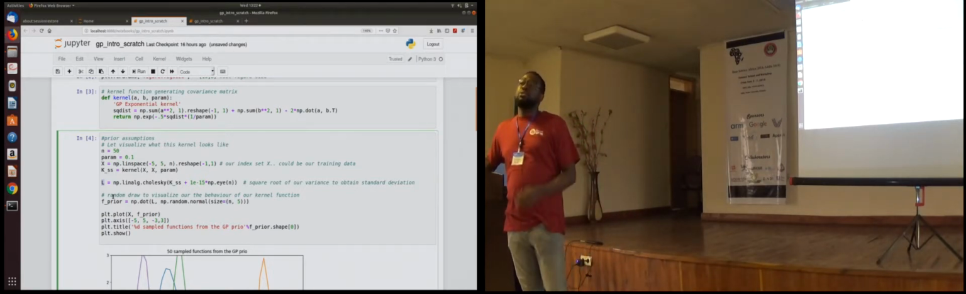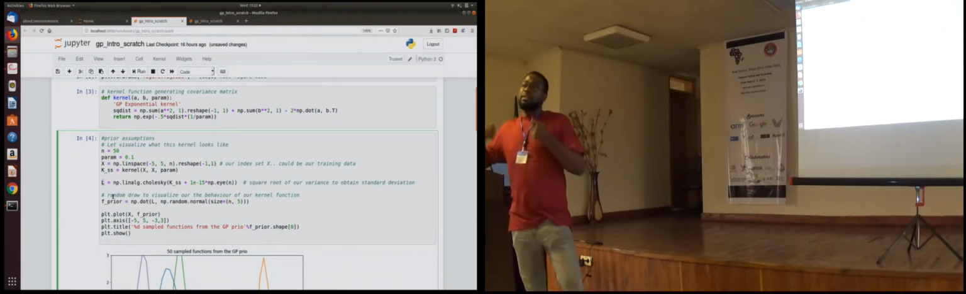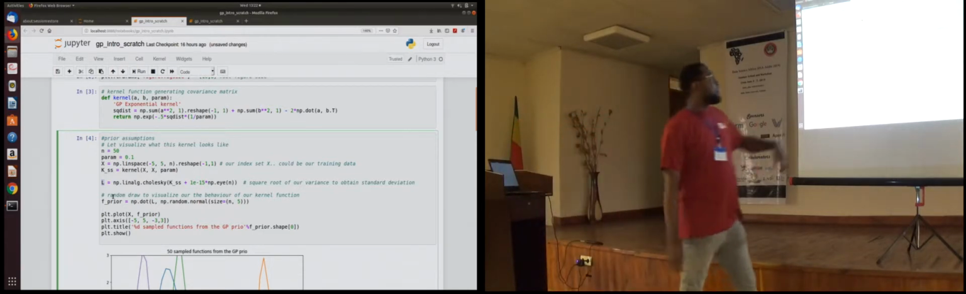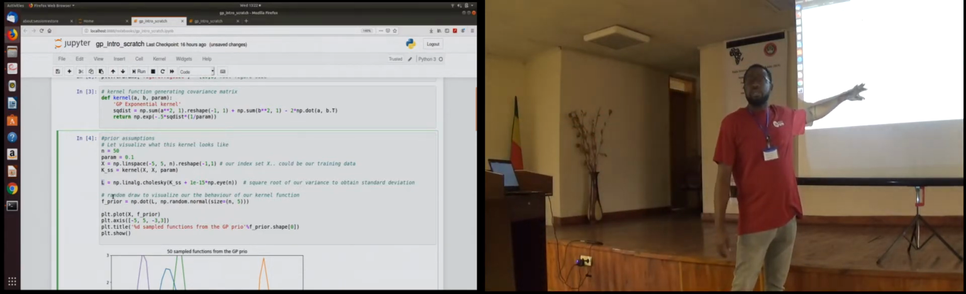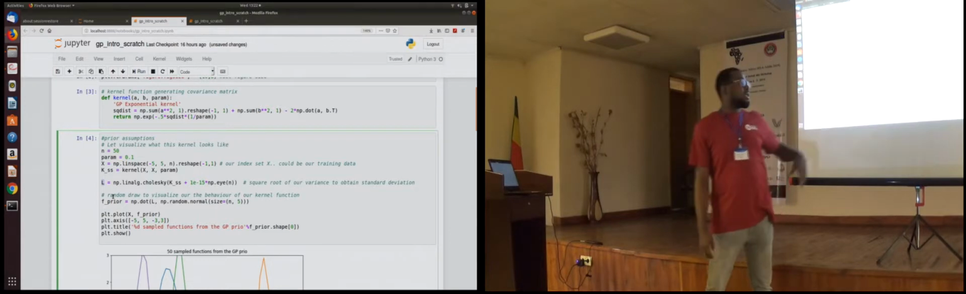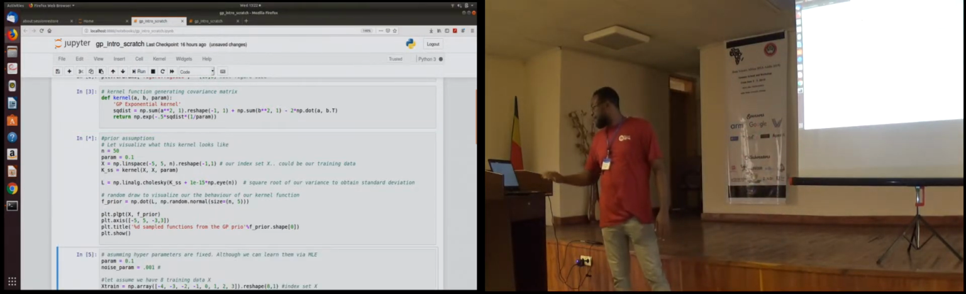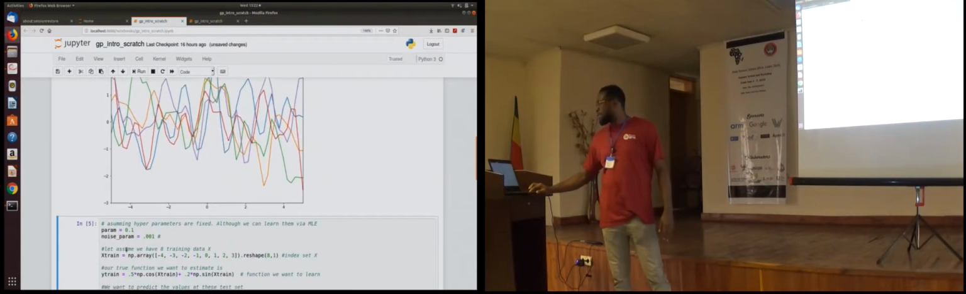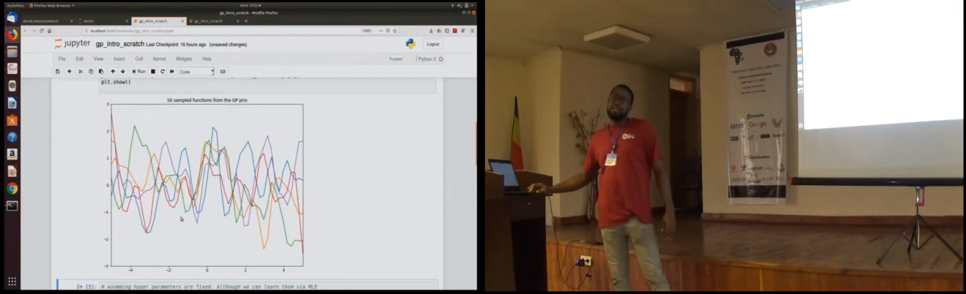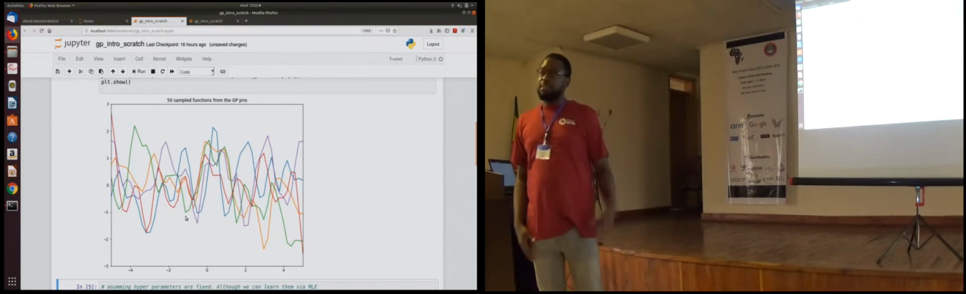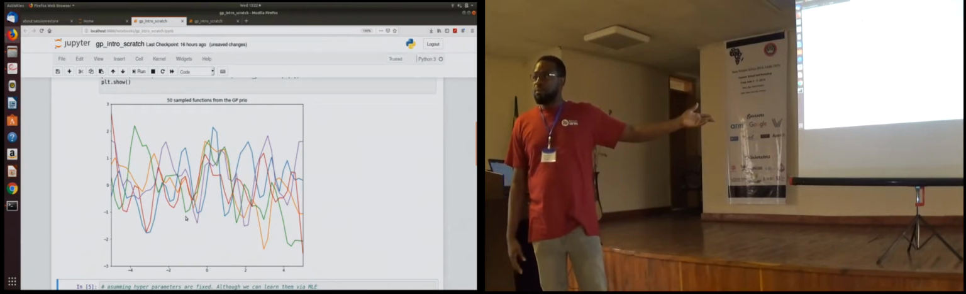Every programming language gives you some way of generating a standard normal distribution. So what I did was generate the standard normal distribution, multiply it with the standard deviation, and if I assume zero mean, I can plot what it looks like. And this is what I have. So this is what I'm assuming my function will look like before I even see the data. This is my prior information.